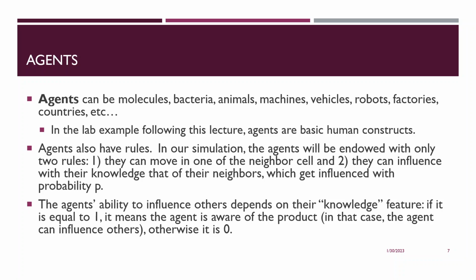Okay, so the lab is going to have two rules. One more piece of info: agents have rules, and the environment also has rules. Remember, in our numerical simulation, there are simulation parameters that establish the rules by which the simulation operates, the environmental space. Agents also have rules. In this case, the agents can move to one of the neighboring cells, and they can influence their knowledge with other neighbors.